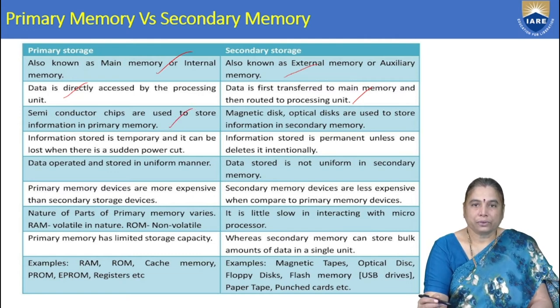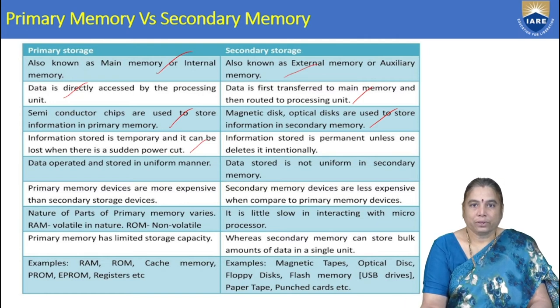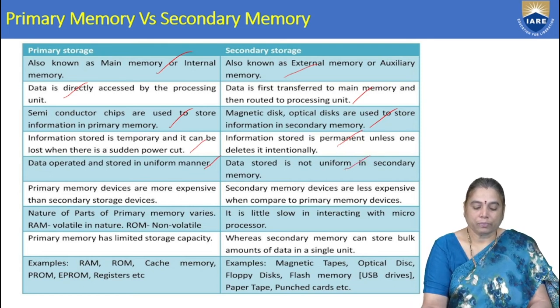But in case of secondary storage devices, magnetic disk and optical disk have to be used. Next, information stored temporarily can be lost when there is a sudden power cut, so this feature we refer to as volatility. But in case of secondary storage, information stored is permanent. Next, data is operated and stored in a uniform manner, but here it is not uniform; the data can be stored randomly. Next, primary memory devices are more expensive, but the secondary memory devices are somewhat cheaper.